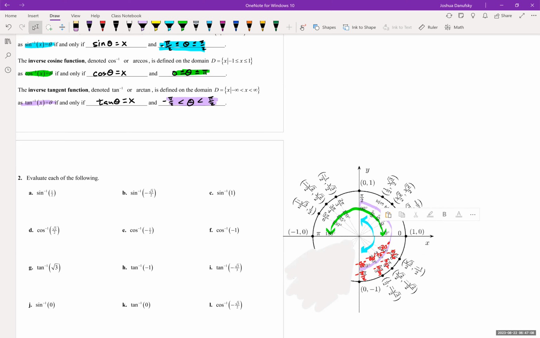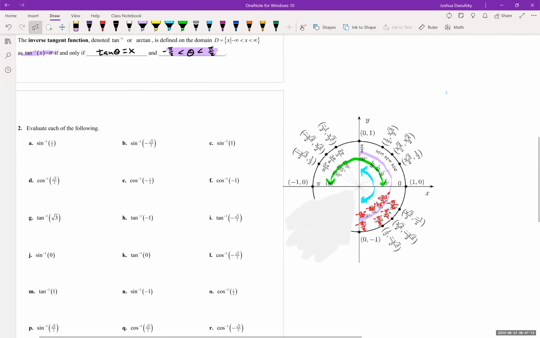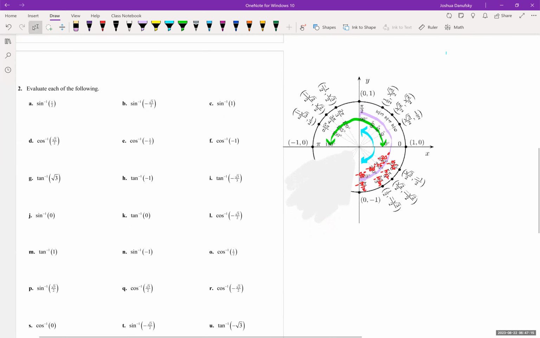In other words, as we look at the inverse trig functions that we're about to evaluate, notice all of these are sine inverse. So they're going to give us answers in the blue region, whereas all of these are cosine inverse, which are going to give us angles in the green region. And finally, I guess I'm doing purple, tan inverse like that. Okay, so let's go ahead and evaluate these and see how it works.